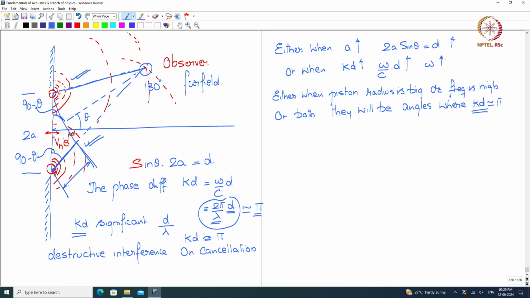The actual situation is more complicated because it's a full continuous piston moving back and forth, and it's not just radiating from one end and the other. Everywhere there are wavelets coming out, and how they will interact and create zeros is more complicated. But this is a small schematic thought process that tells you how constructive or destructive interference can occur.